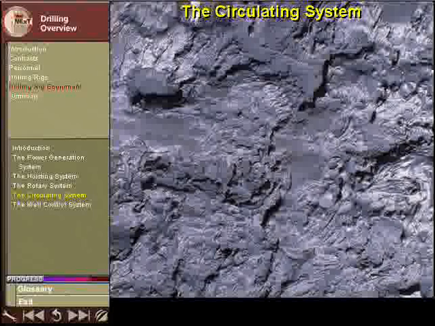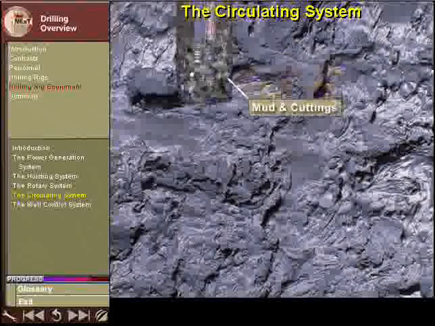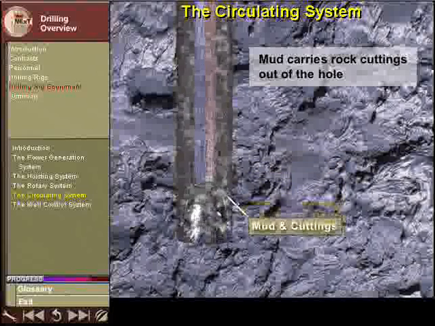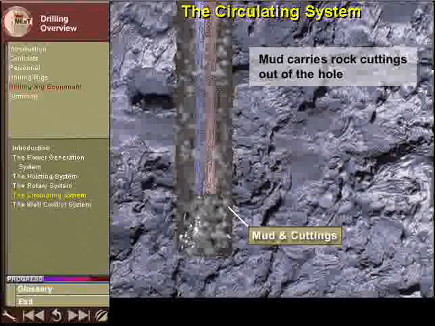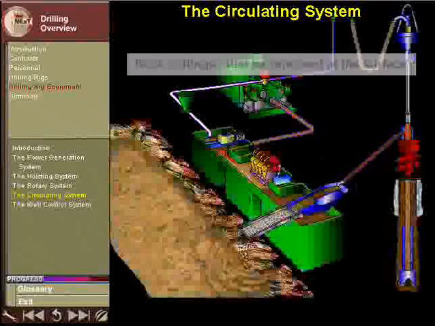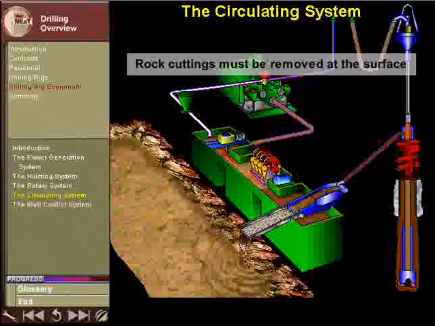The circulating system is used to circulate drilling fluid, called mud, down the drill string and up the annulus. The mud carries the drilled rock cuttings from the face of the drill bit to the surface. The mud is constantly recirculated, but only after the rock cuttings are removed at the surface.